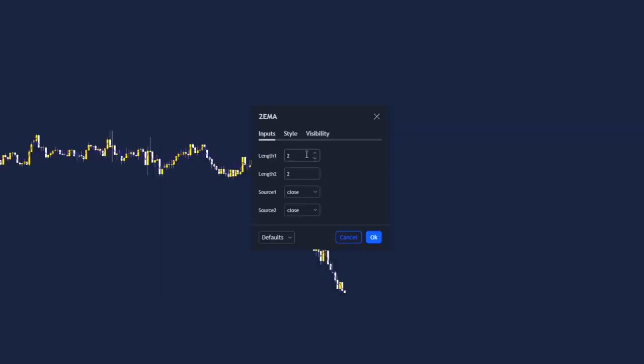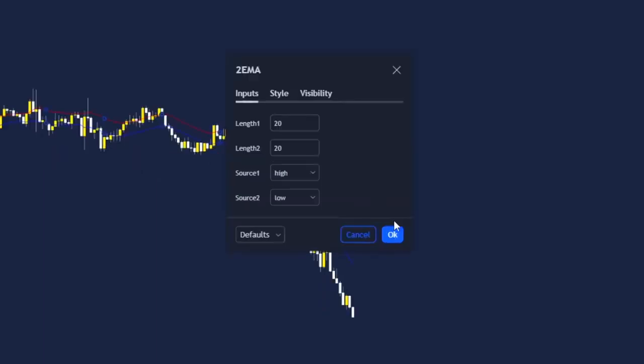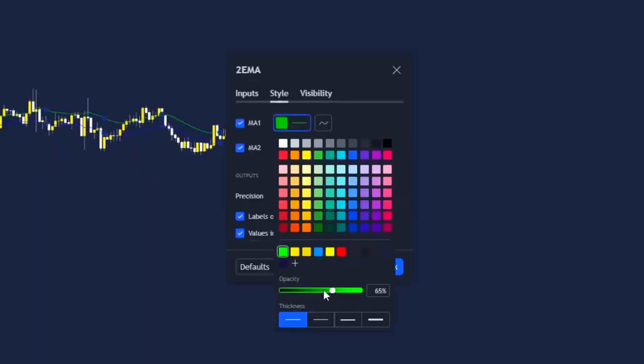We are going to be setting both of the moving averages lengths to 20. Set source 1 to high and set source 2 to low. This will mark the moving averages at the highs and lows based on the previous period. I have also changed the color and made the lines more visible.